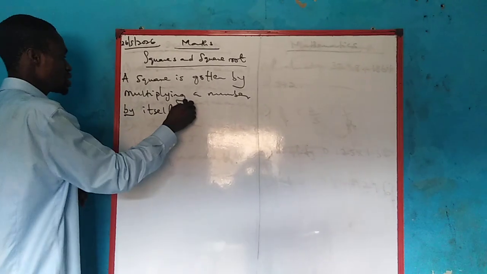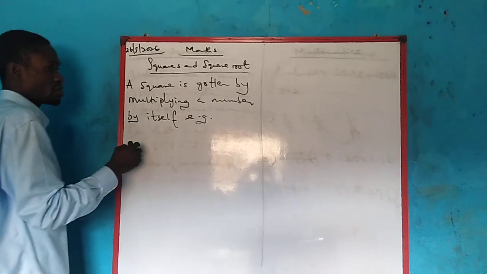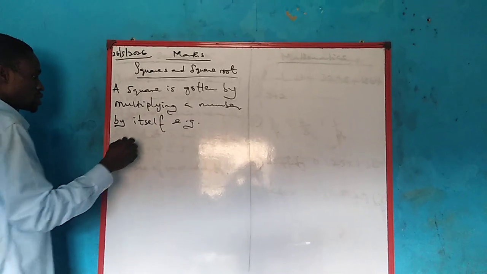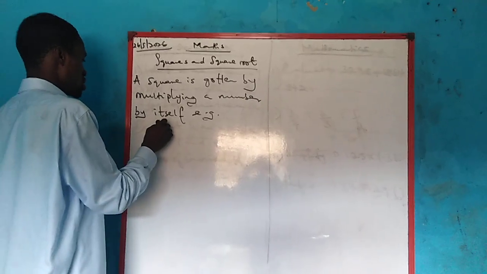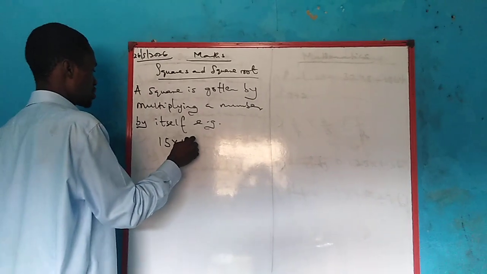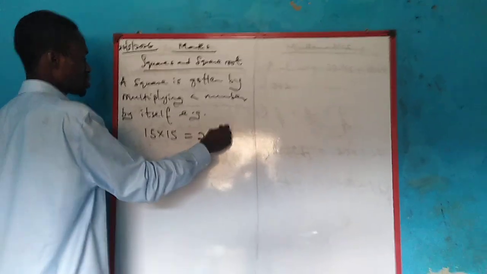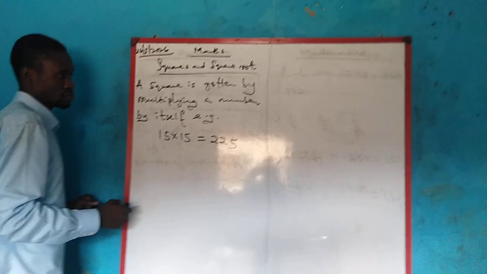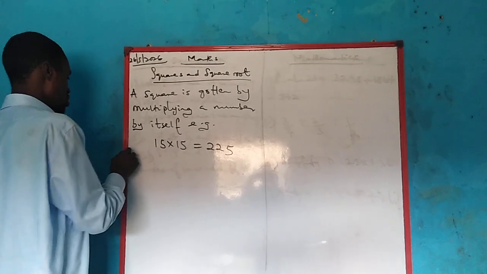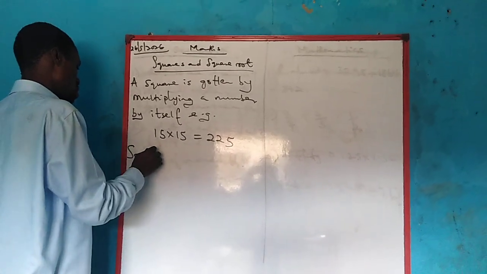For example, if I have 15 times 15, that will give me 225. Is that true? Yes. Then I want to talk about square root.